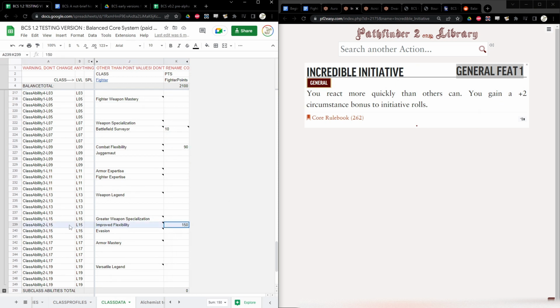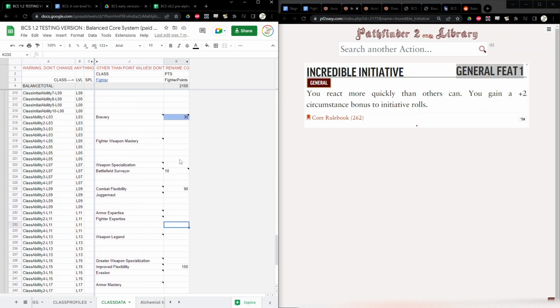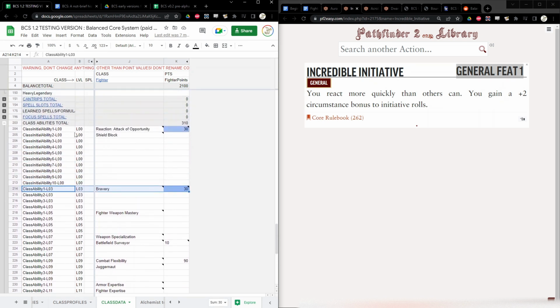And the same thing here. I gave that a cost of 150 for a level 15 feat. That's another way to evaluate values on existing classes. You can even see here, the bravery came on at level 3, and it ended up being worth 30 points. Now that doesn't always translate, especially when it comes to level 1. Classes get a lot of level 1 features that may be worth more than just 10 points, obviously.